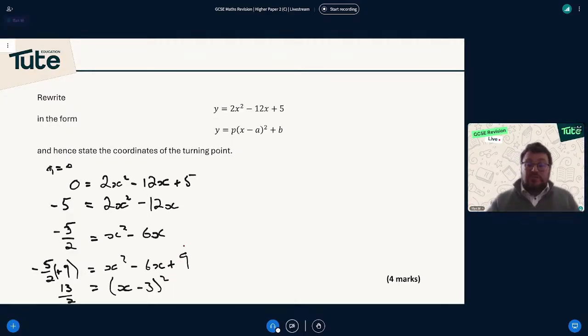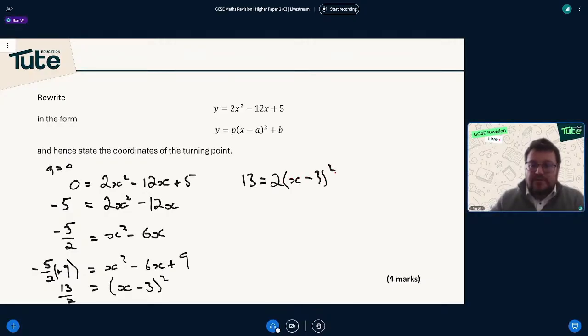Now, we don't have it in that shape yet. How do I get it to that shape? Well, I need a number outside of my bracket. That's easy, there's a 2 over here. So let's do it. 13 would be equal to 2 (x take away 3) all squared. And I need a number at the end here. Well, that's easy as well. Take away 13 and I've got a number.